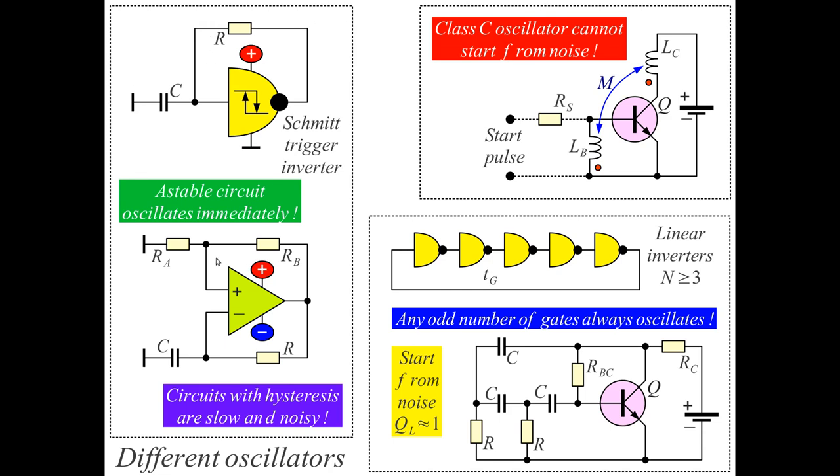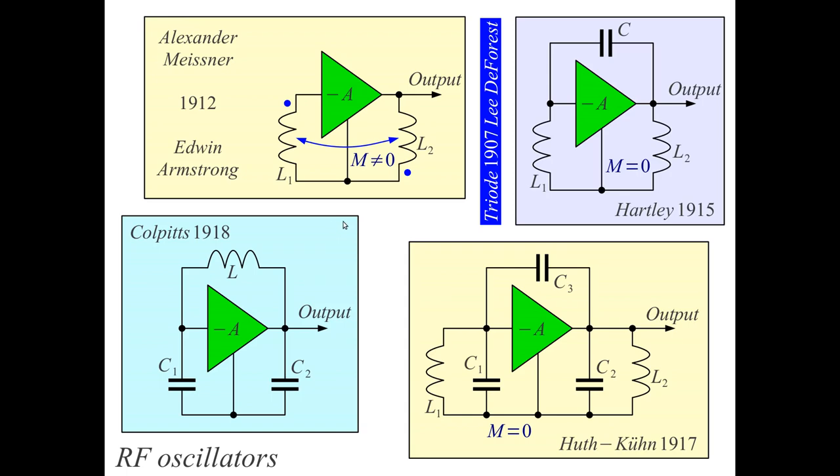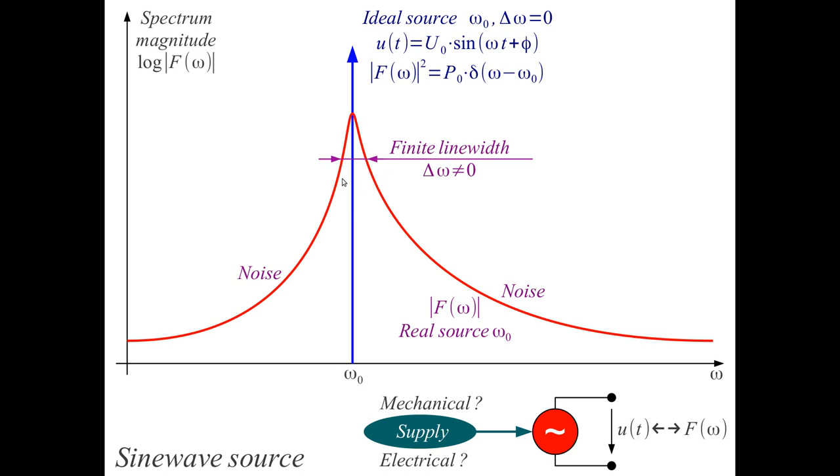We can do an RC oscillator using an operational amplifier where we provide positive feedback, resistive positive feedback, and low pass negative feedback. And this circuit with hysteresis actually starts oscillating from zero. It's an unstable circuit that starts oscillating immediately. Unfortunately, any circuit with hysteresis is both slow in operation and very noisy. Slow and noisy, and these things do not help us much. So such kind of oscillators do not produce a very narrow spectrum. The spectrum produced by these oscillators is very broad.